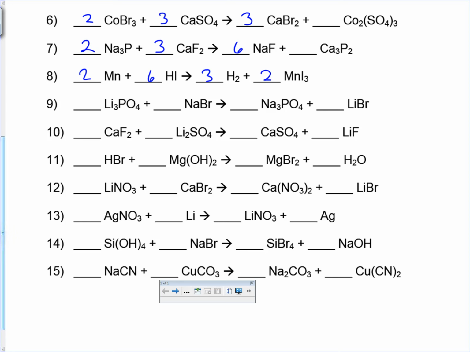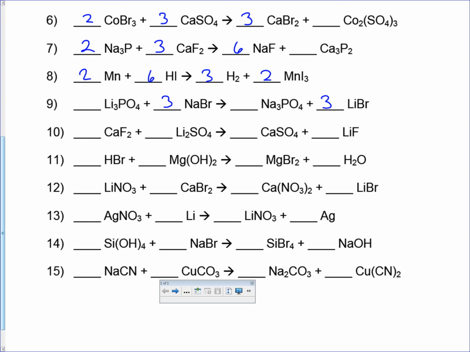For number 9, lithium. To get lithium, okay, we'd need to put a 3 here. PO4, looks like there's one PO4 on each side, so that's good. NaBr, for sodiums, there's 3 on the right, so we put a 3 here to get the same on both sides. Bromine now, there's 3 on both sides, so it looks like we are good.